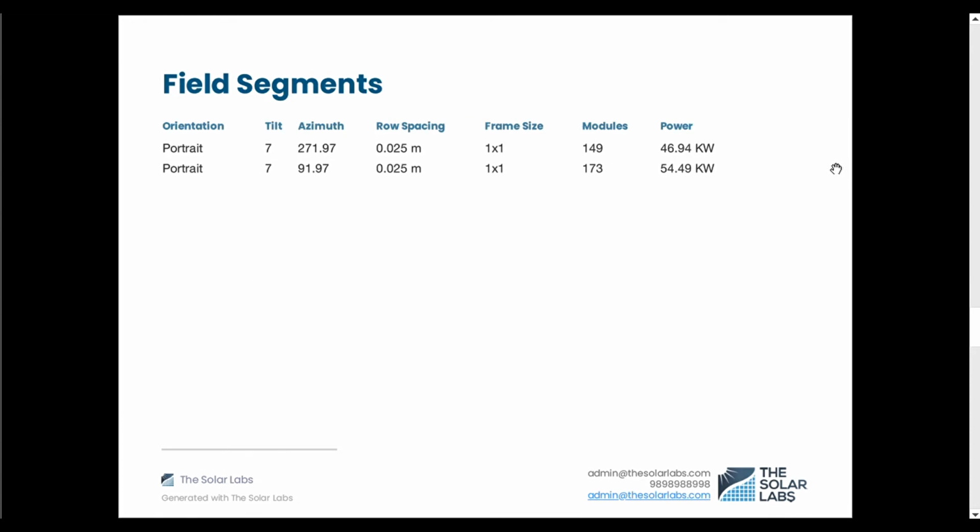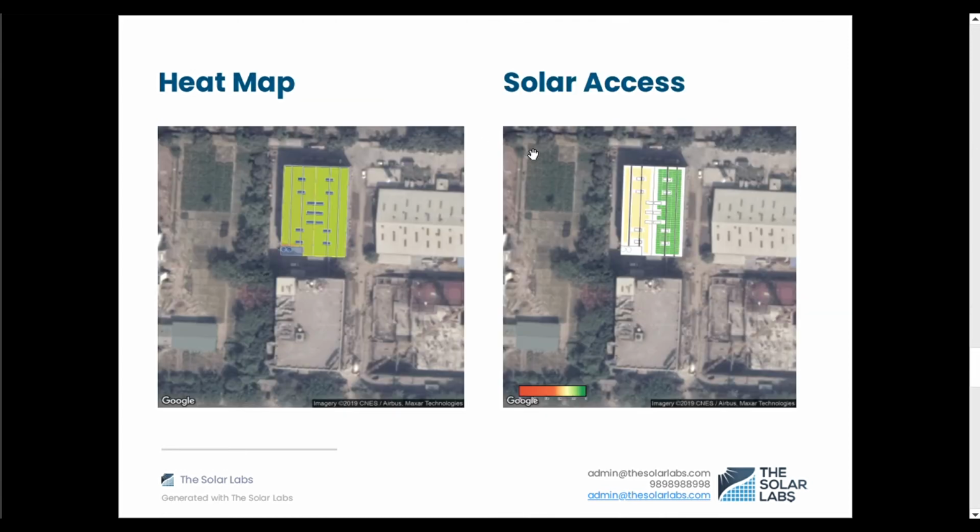The next page contains information about the different field segments used in design. We have module orientation, tilt and azimuth, as well as the frame size of the segments. On this page, we have a bird's eye view of the heat map and solar axis indicator for panels.